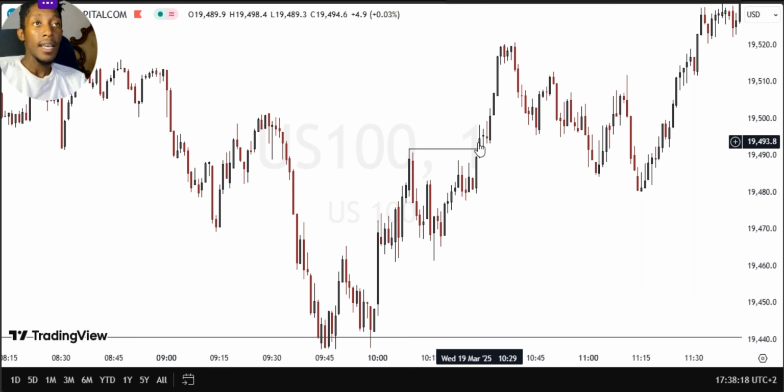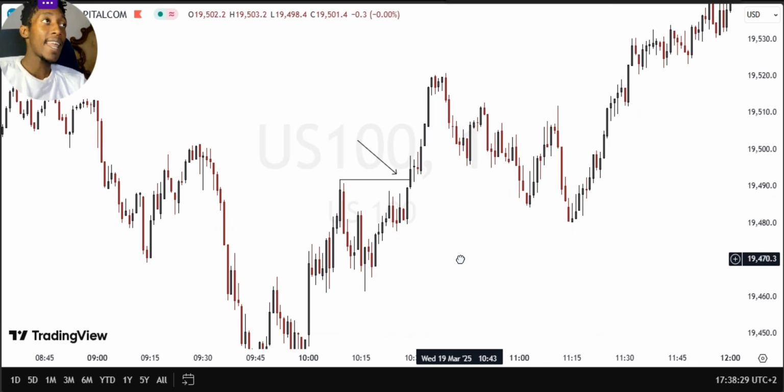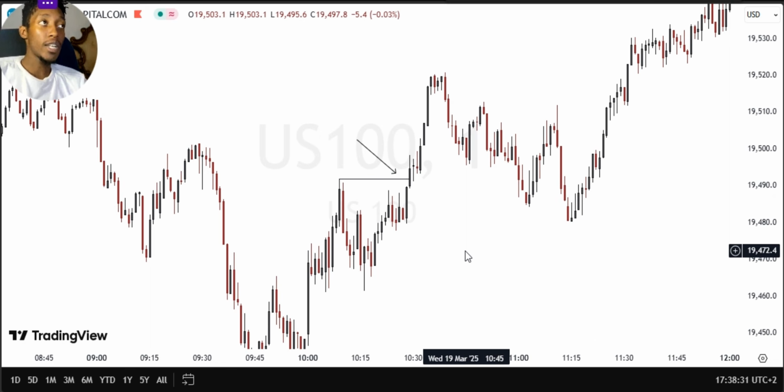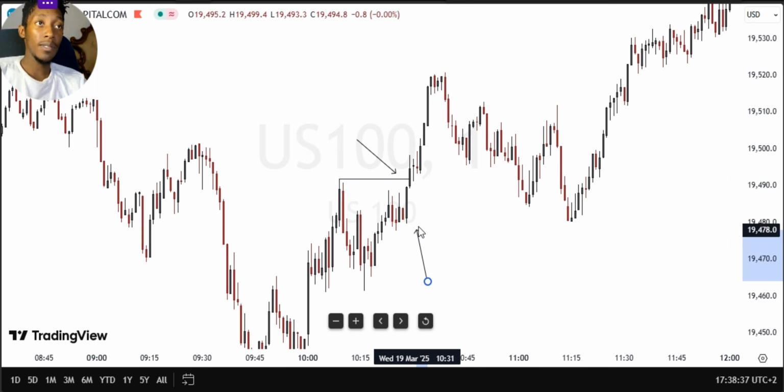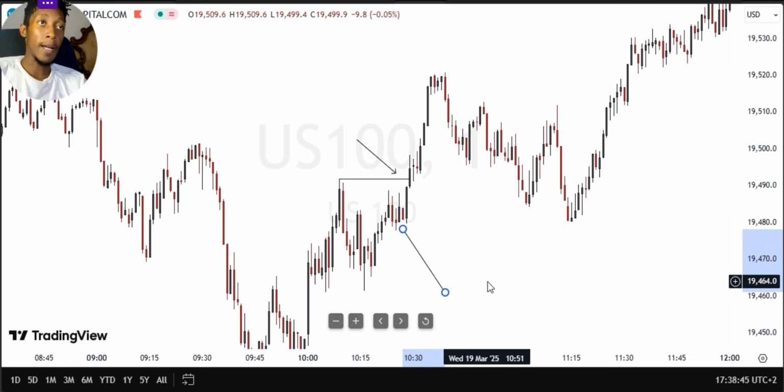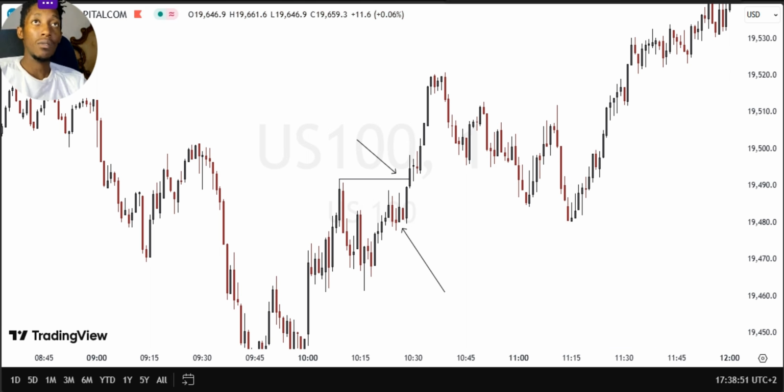And then the origin of this break of structure, you see this break of structure here. Where is the origin of that break of structure? It's the last bearish candlestick before the push to the upside. It's that one there. So we are going to be using that candlestick as our demand zone. Let's mark that candlestick and see if the market respected that zone.